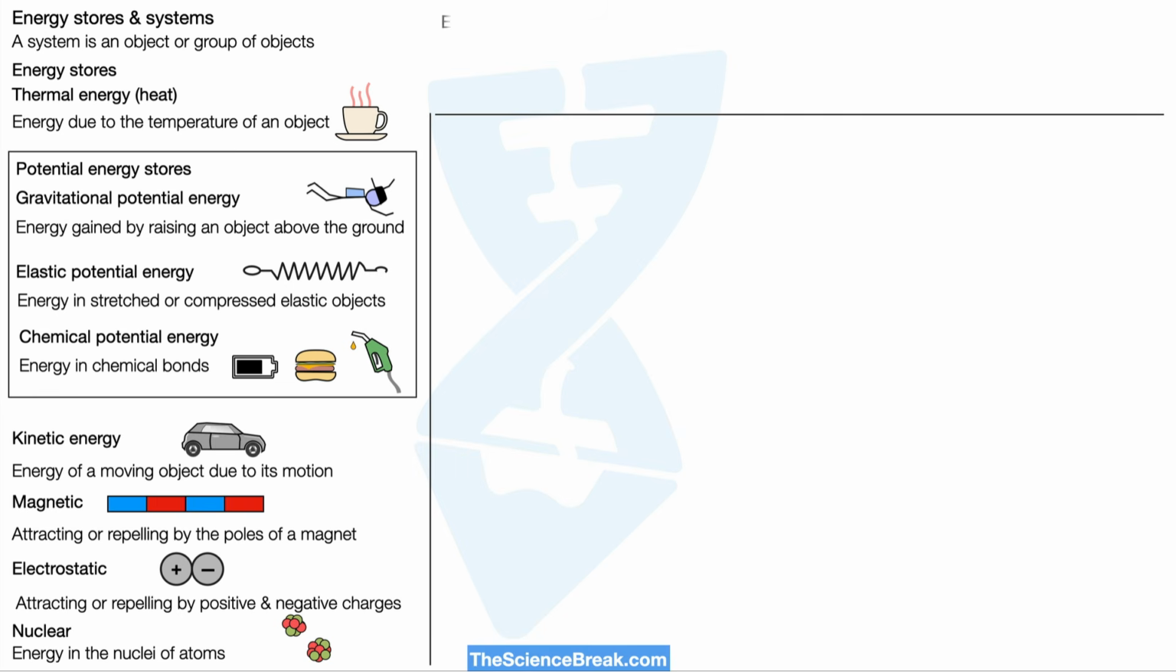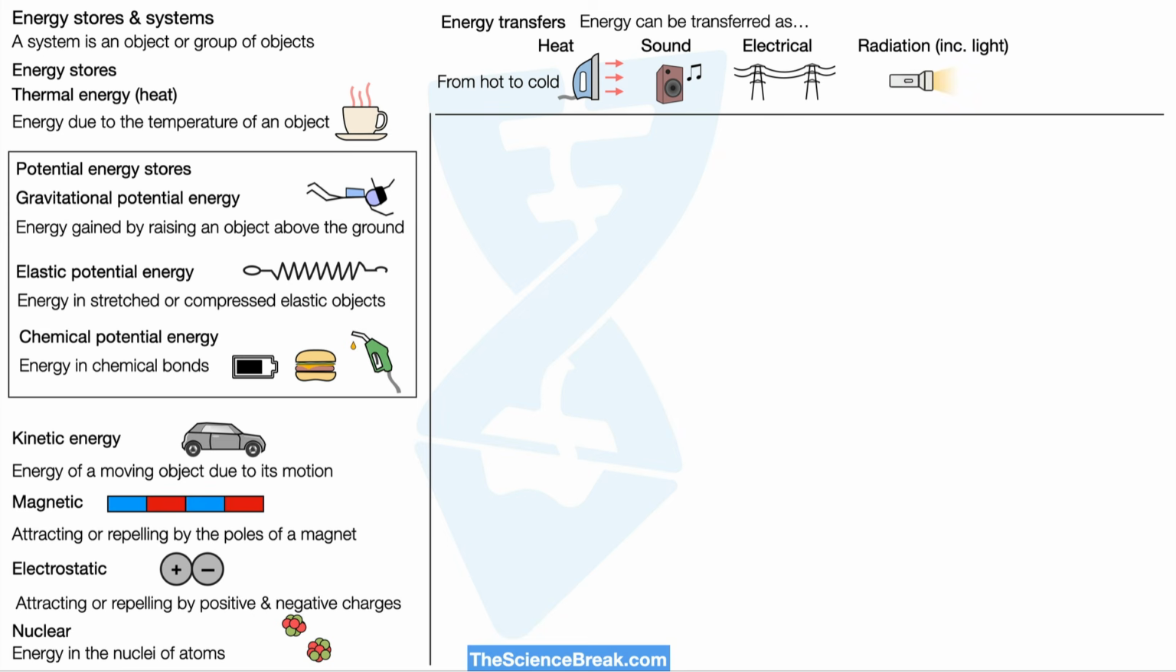We also have energy transfers, ways in which energy can be transferred, and these are heat, from hot to cold, for example with that iron. We have sound, we have electrical, we have radiation, including light, and we have energy transfers by a force, and we would refer to that as mechanical. So those are the ways that energy is transferred from one place to another.